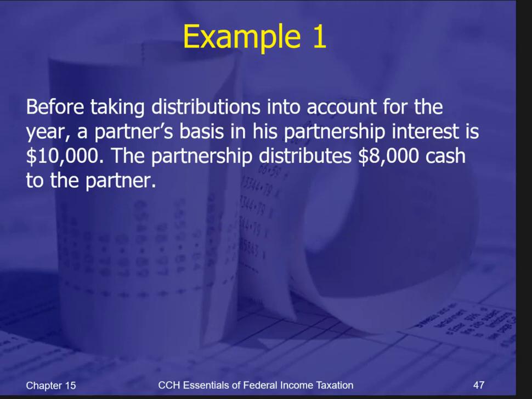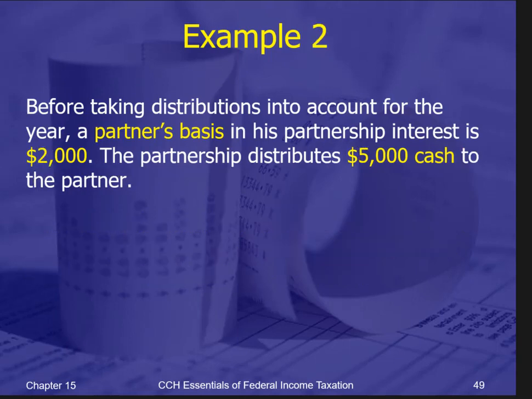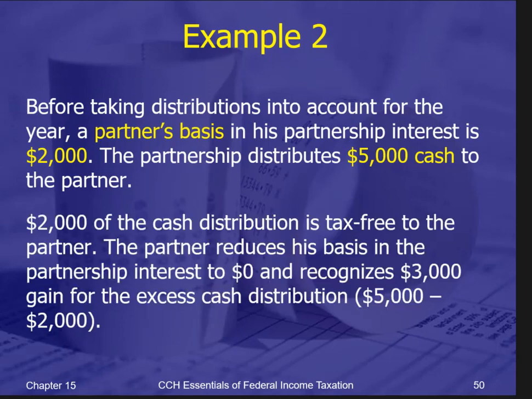So here, our partnership interest is $10,000. We distribute $8,000. It's tax-free. It reduces basis from 10 down to 2. No tax on that. In this case, the partner's basis is $2,000. They distribute $5,000. $2,000 is tax-free. Basis goes to 0 and the partner recognizes a $3,000 gain. They actually got more distribution than they had basis.